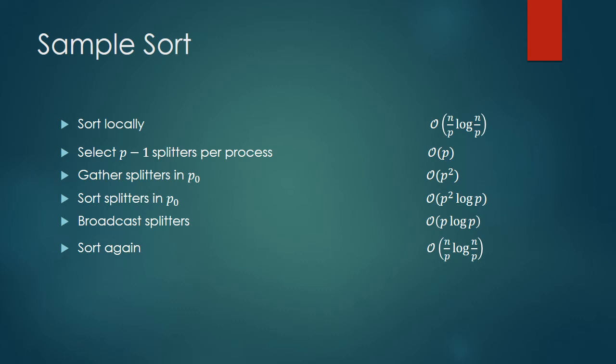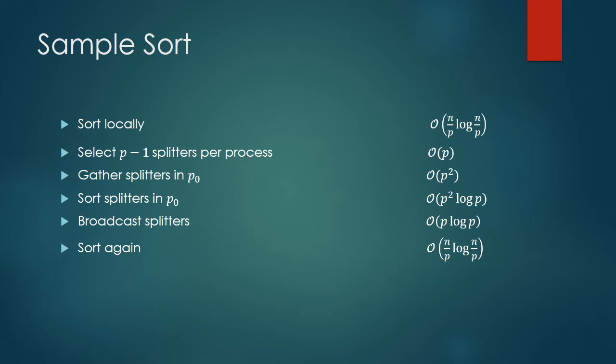Here's just a very quick rundown of the complexity of each of those steps. The first sort locally should be fairly clear. This is just a call to the local sort. So again, the first and the last steps. Selecting the P-1 splitters per process is order P. Is that clear? That's easy.